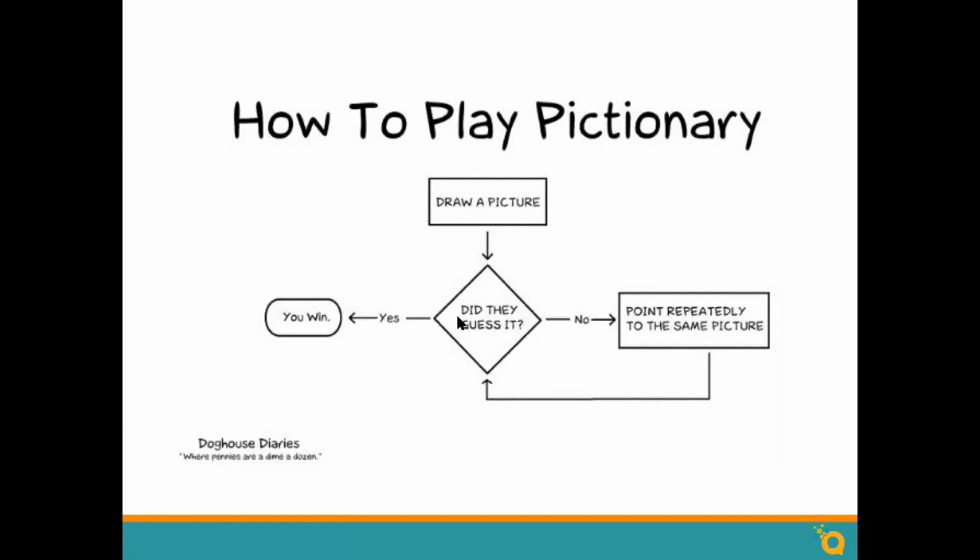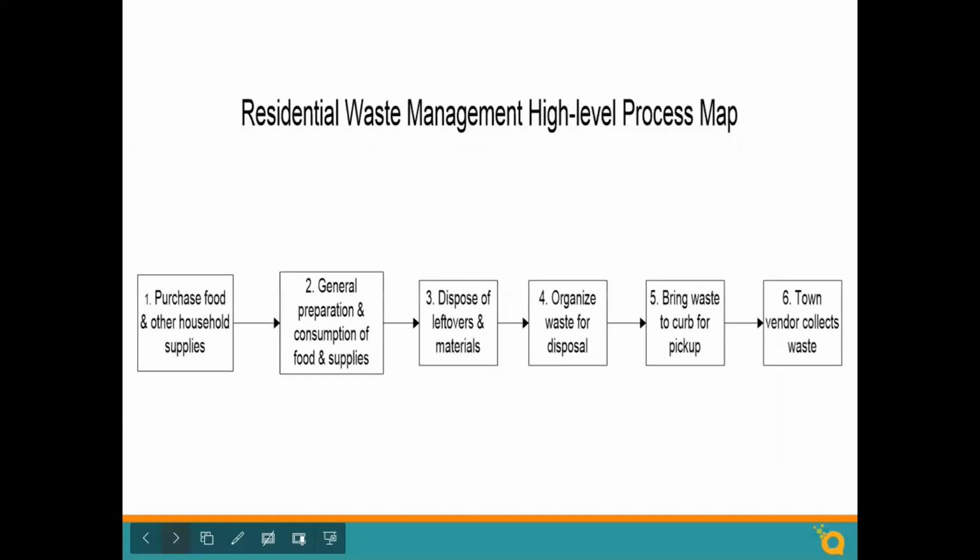But if your process map showed that people are getting it, you are winning, good on you, it's all good to go. Let's look at a more realistic one, perhaps. Some of you will remember the garbage example that we followed through in a couple of our previous webinars. And here's a high-level map of the waste disposal process within a household.